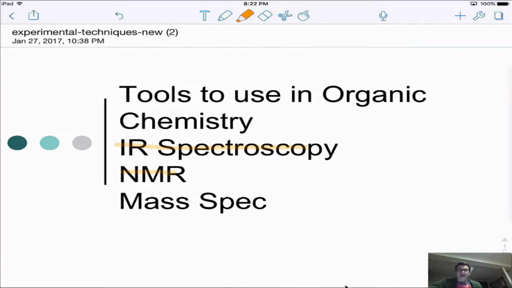NMR, nuclear magnetic resonance, which you also might know as MRI, and then mass spectrometry. So, it's short mass spec, IR spec. That's what they call it.